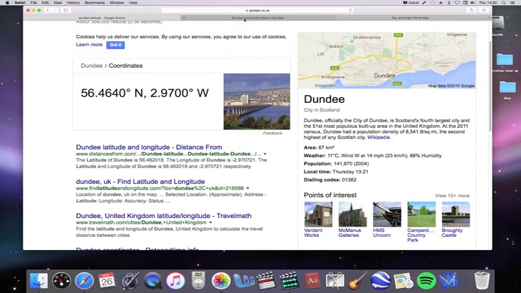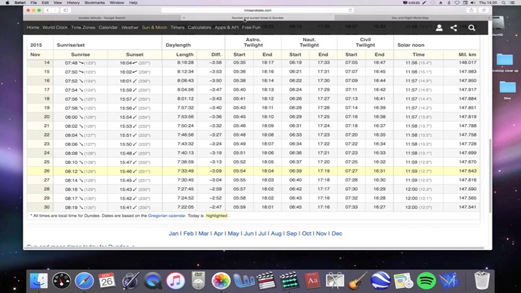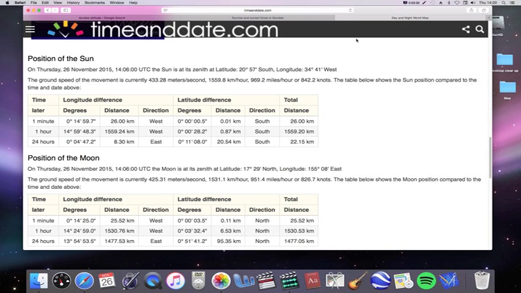You also need to know what time solar noon is at your location. For my location, I've got it up here, it's 11:59. And you also need to know the latitude of the sun on that day. The latitude of the sun is 20 degrees 57 minutes, so that's about 20.9 degrees.